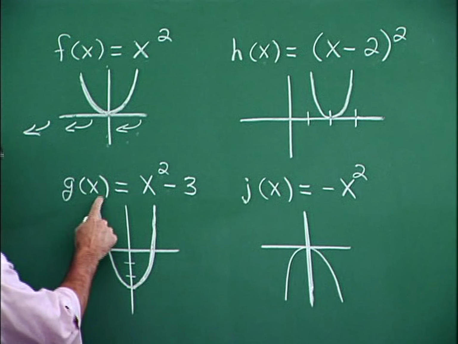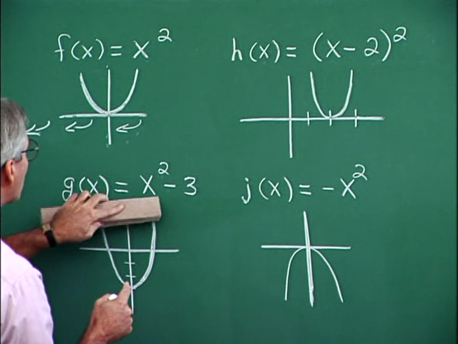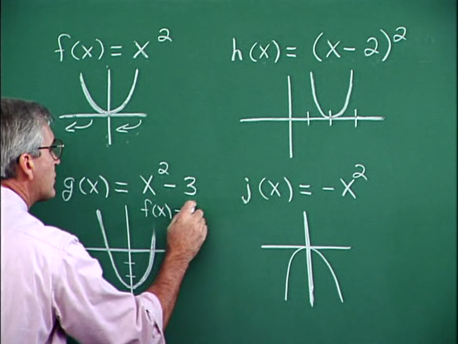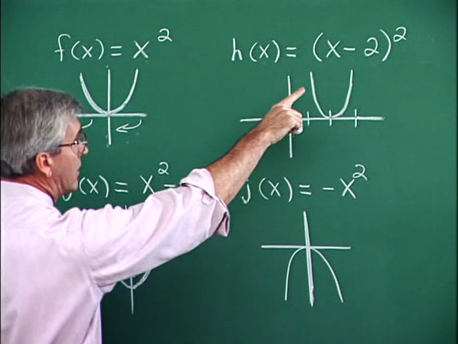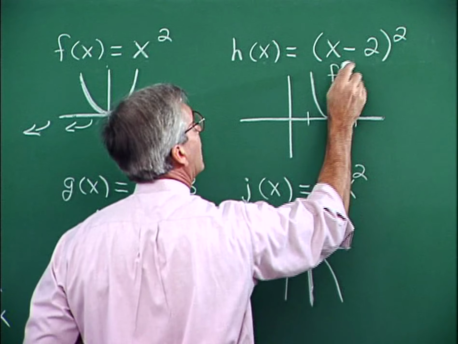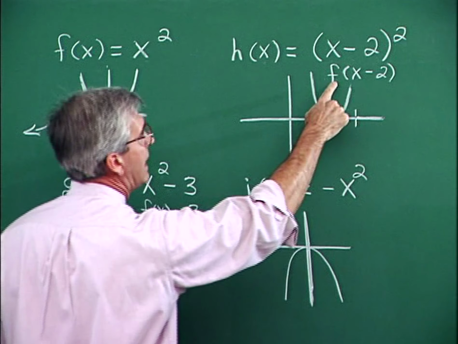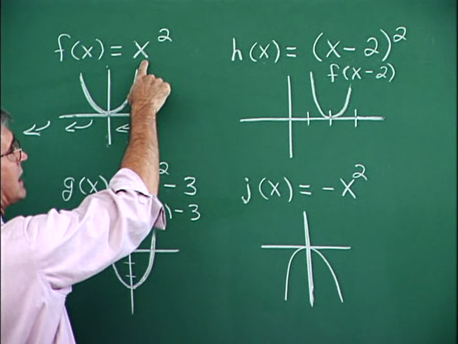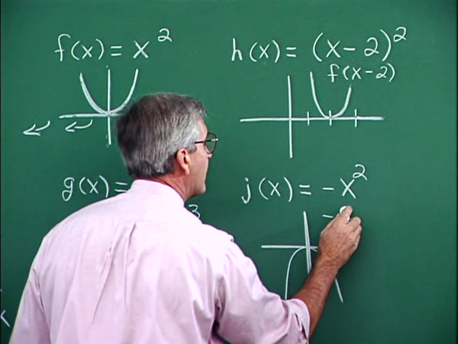That is, this g function can be thought of as, now remember, f of x is x squared. So this really then is just f of x minus 3. Now notice the subtraction of 3 after the f of x. This, on the other hand, the h function, could be thought of as f of x minus 2. You see, this says in the f function replace x with x minus 2, and we have that. You see, and here this would be the negative of f of x.